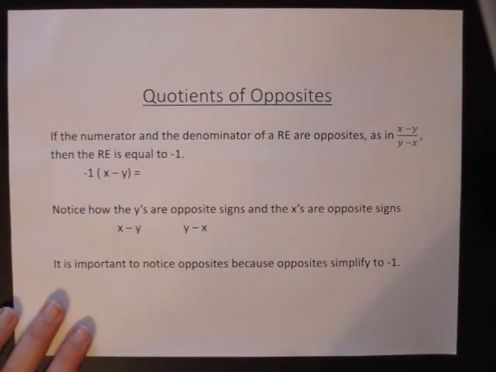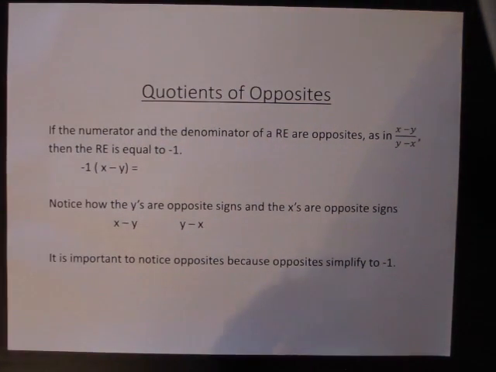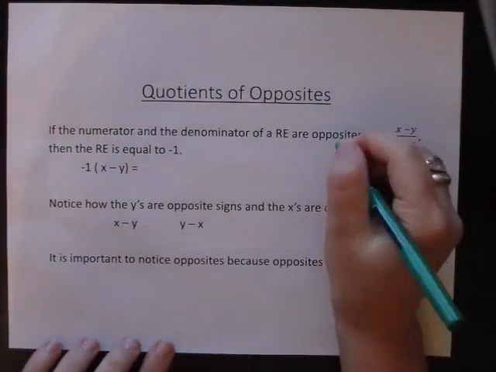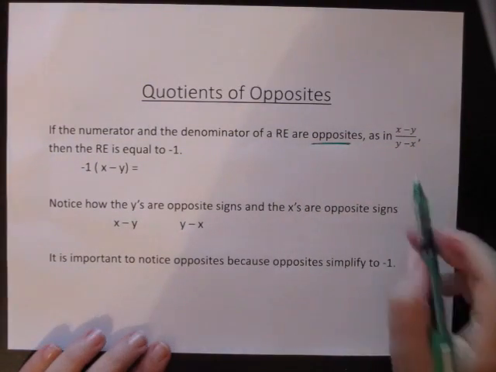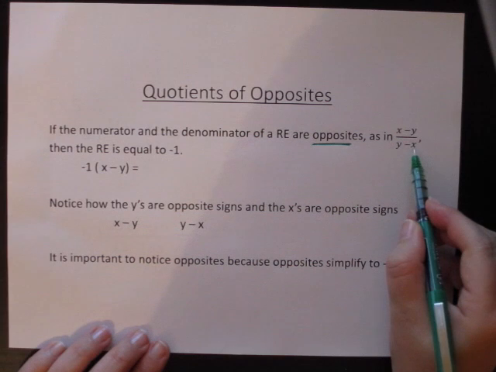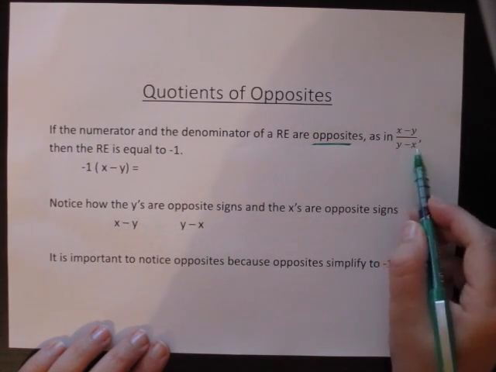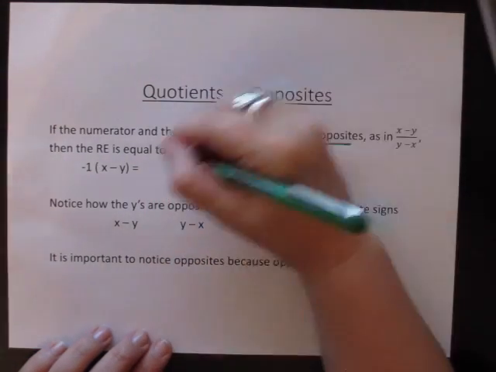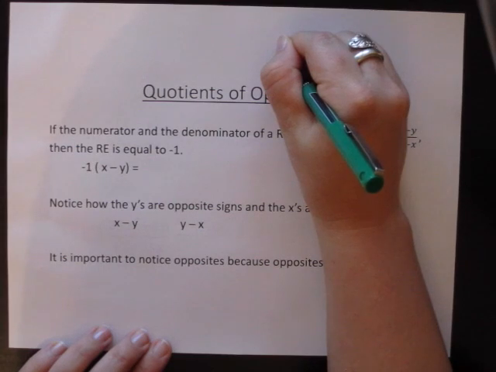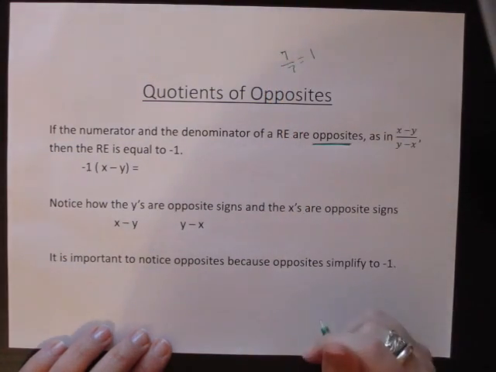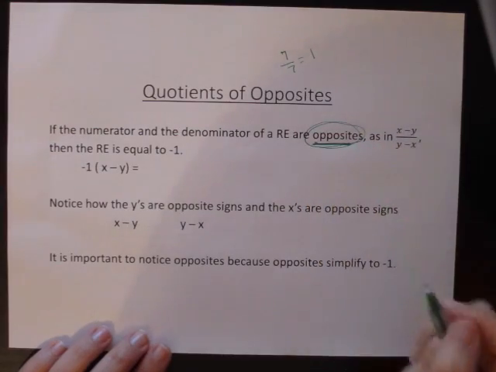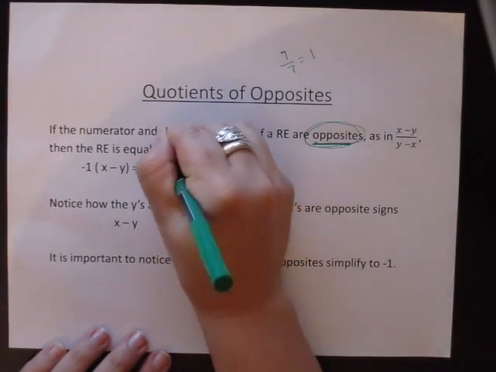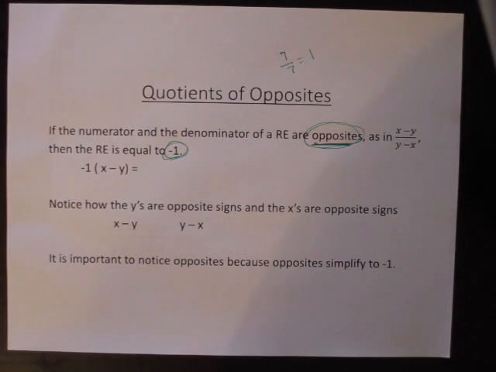Alright, now, the last thing that we have to deal with simplifying is quotients of opposites. A quotient of opposites is if the numerator and the denominator of rational expressions are opposites, as in x plus y over y, x minus y over y minus x, then the rational expression is equal to 1, or equal to negative 1. So we know that like 7 over 7 equals a positive 1. Whenever we have opposites, they will reduce down to negative 1.